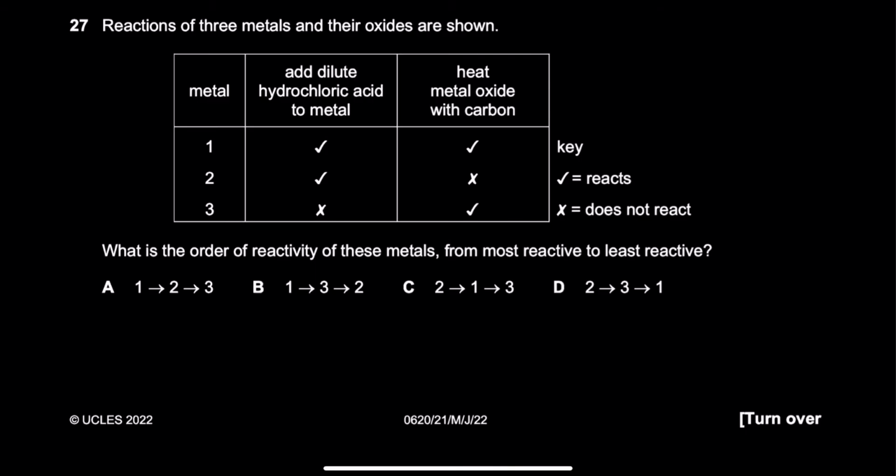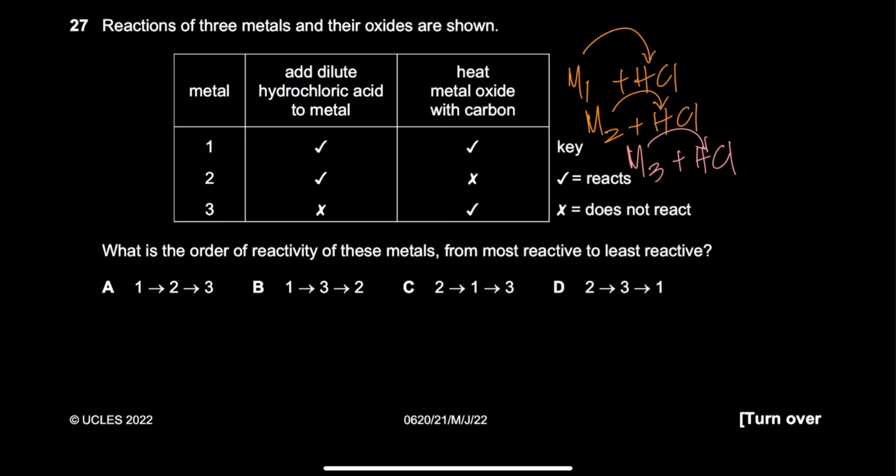What is the order of reactivity for these metals from most reactive to least reactive? Check it out. Metal 1 is reacting with HCl, which means it has a greater reactivity than hydrogen, right? Metal 2 is also reacting with HCl. It has a greater reactivity than hydrogen in the reactivity series. And metal 3, it's not reacting with HCl.